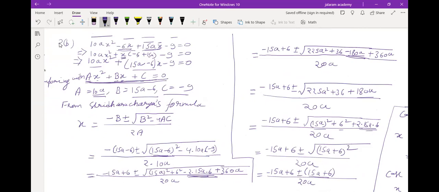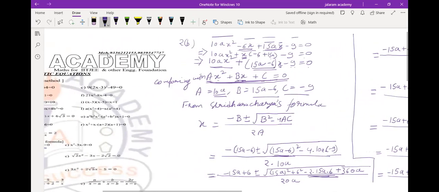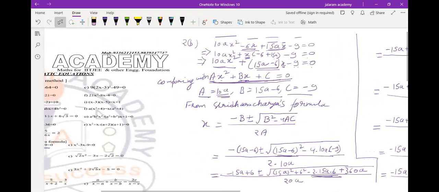When we take x common, minus 6 plus 15a minus 9 equals to 0. So it is 10ax square plus, first we write it in form of bx. So constant, first 15a minus 6 and then x minus 9 value of c equals to 0. Now comparing with ax square plus bx plus c equals to 0, we get capital A equals to 10a, capital B equals to 15a minus 6 and capital C equals to minus 9.